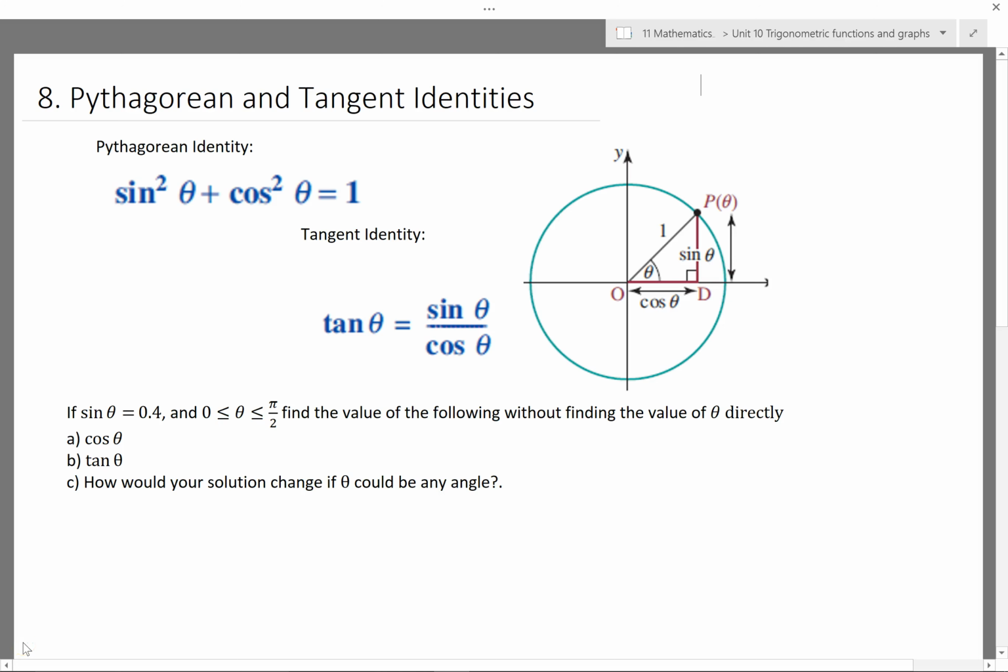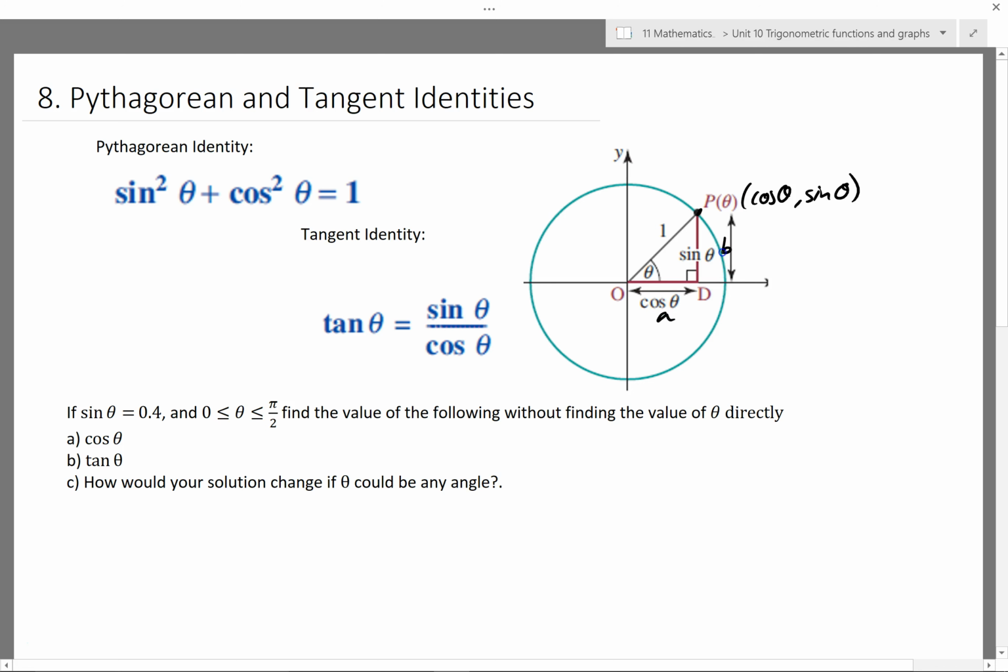This lesson is about using the Pythagorean and tangent identities. They're written in blue on the page. We'll just see how they come about for starters. If we have our unit circle diagram, we know that this point is cos theta, sine theta.